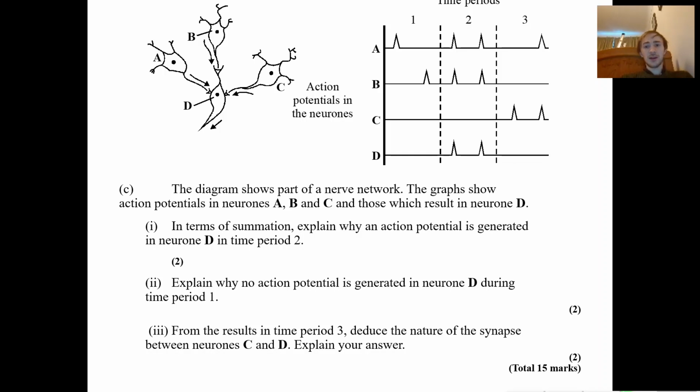We're looking at a relatively complicated question here. There's a lot of application here. In terms of summation, explain why an action potential is generated in neuron D in time period 2. In time period 2, you've got two different neurons being activated, and each one being activated twice. So you've got both temporal and spatial summation.